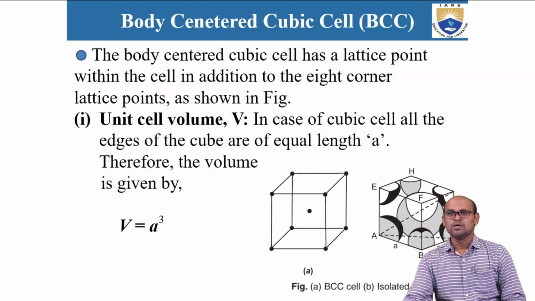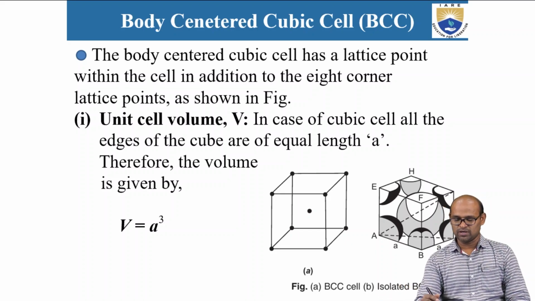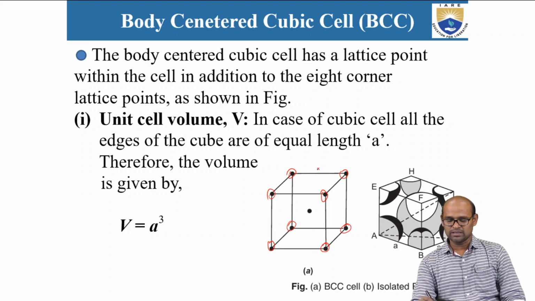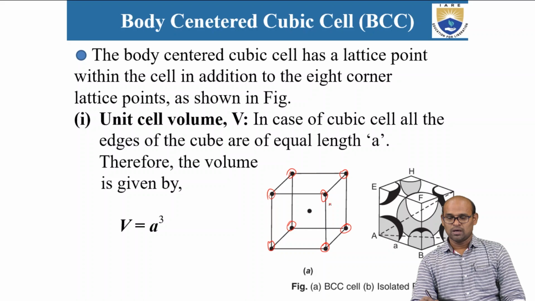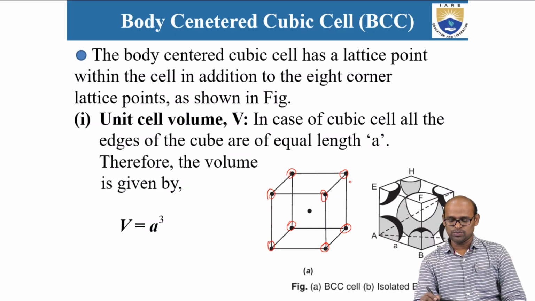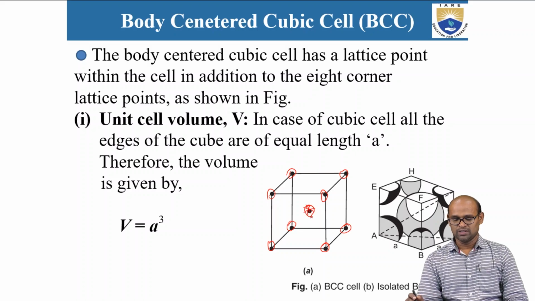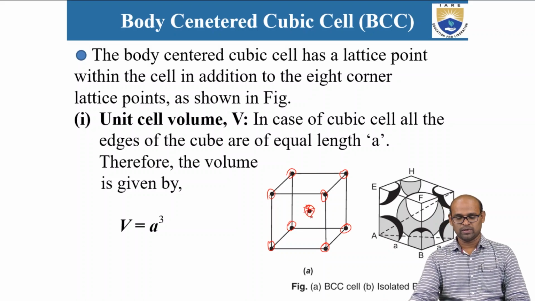Okay. So, the body-centered cubic cell has a lattice point within the cell in addition to the 8 corner lattice points as shown in the figure. If you see this figure, this is a body-centered cubic unit cell. There are 8 corners in this unit cell, and in the 8 corners you have 8 lattice points. Apart from these 8 lattice points, you also have a lattice point in the center of the body of this unit cell. So that is why this is a body-centered cubic unit cell.